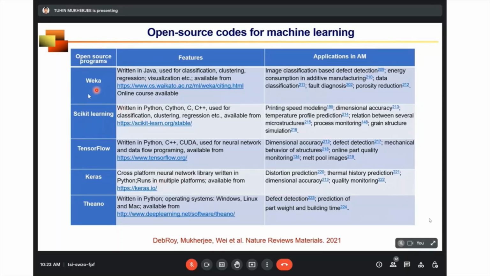For example, Weka is a very widely used open source software from a university in New Zealand that is widely used for a wide variety of applications in additive manufacturing. You can freely download and install it on a Linux-based, Apple, or Windows-based computer, and it comes with an extensive manual that will help you to download, install, and use it for your applications.